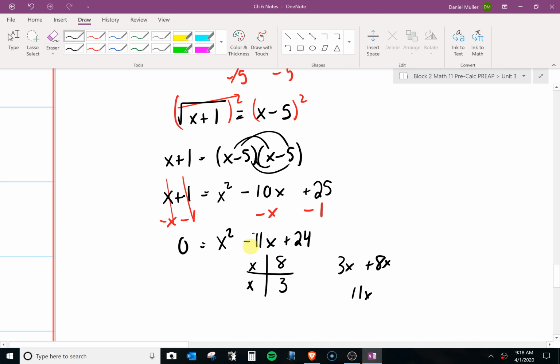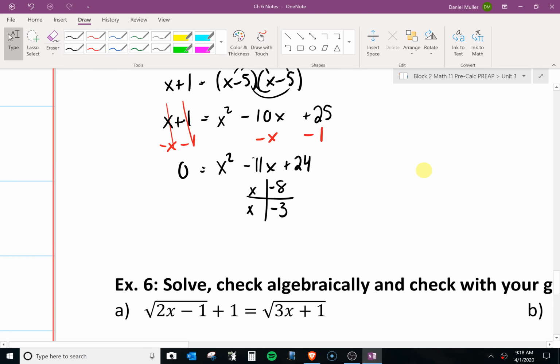And that's close, but I've got a negative 11. So in order to get negative 11, both of these would have to be negative. So what I need to do is make them both negative. So the left side still multiplies to x squared, and the right side still multiplies to positive 24. So 0 equals x minus 8 and x minus 3.